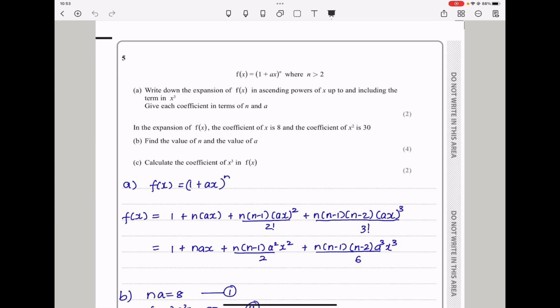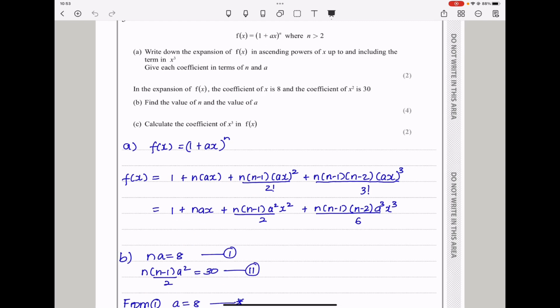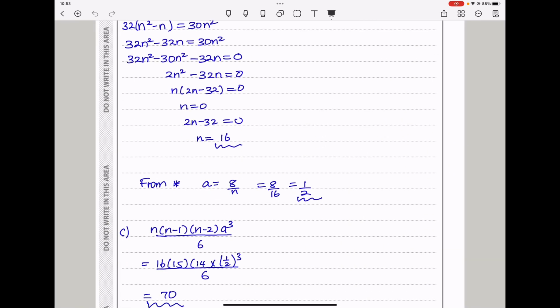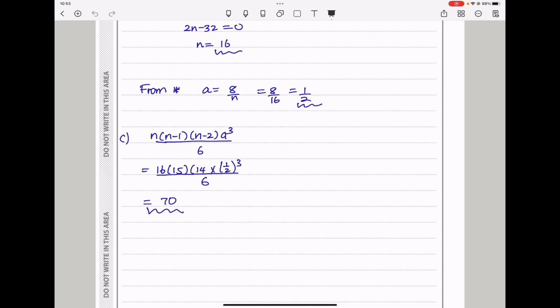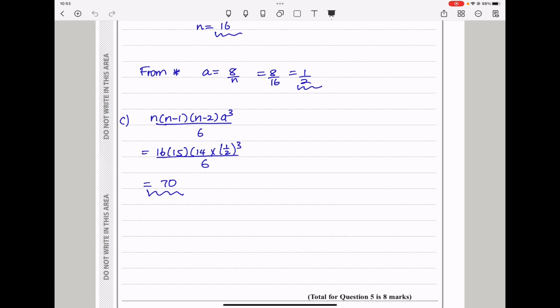Part C says, calculate the coefficient of x cubed in f of x. So you see, this is the coefficient, this one here. So I have to substitute for n as well as for a to find the suitable answer. So down here, that's what I did. If we have that as the coefficient, our n is 16, so 16 times 15 times 14 times a, which is (1/2) cubed, divided by 6. When you calculate, you get 70 as the answer. So this brings us to the end of question 5. Let's continue to question 6.